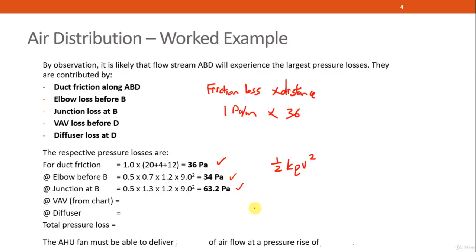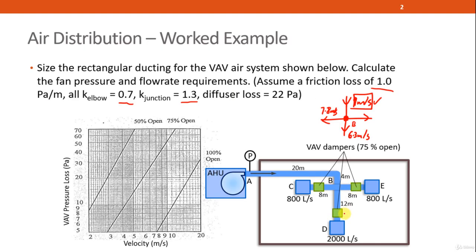Next, for the VAV, how do we get the pressure loss? There are 3 VAV boxes over here, and the one that we are going to look at is this particular one, because this is the only one that sits on the ABD section. So ignore the other two and focus on this. This VAV is sitting on section BD. So we are going to look at the section BD velocity, and the velocity at BD is 7.8.